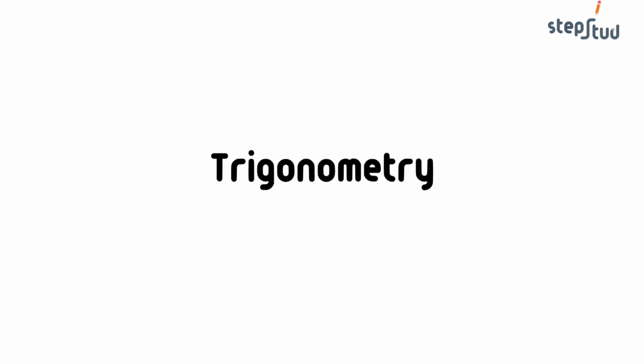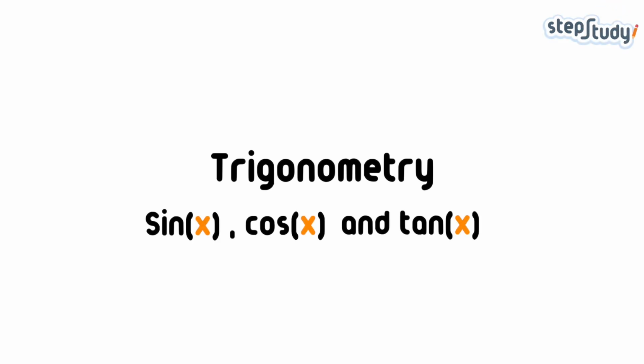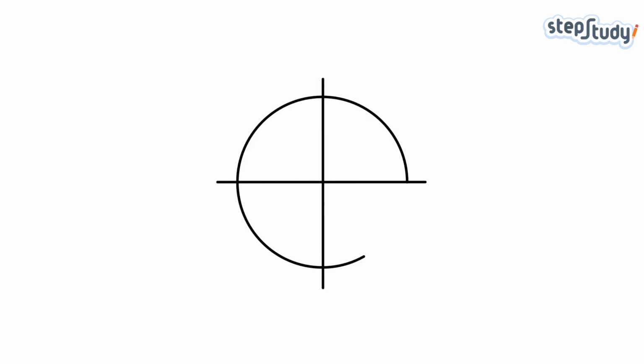Let's talk about the trig functions sine, cosine, and tan. To define these functions, we use something called the unit circle. The unit circle is simply a circle that has its center at the origin and a radius of 1.